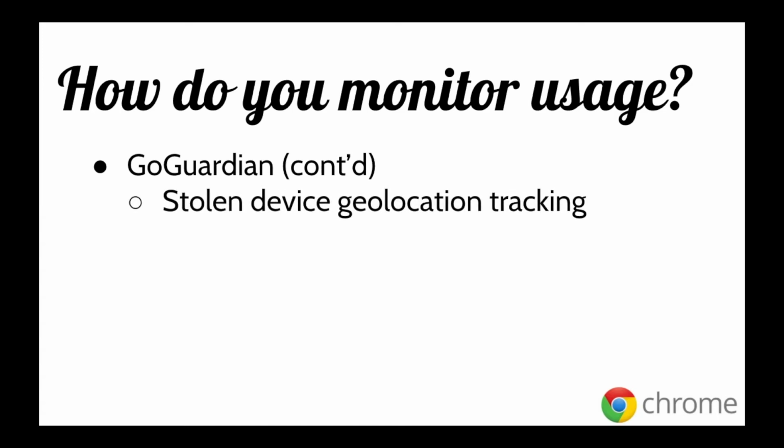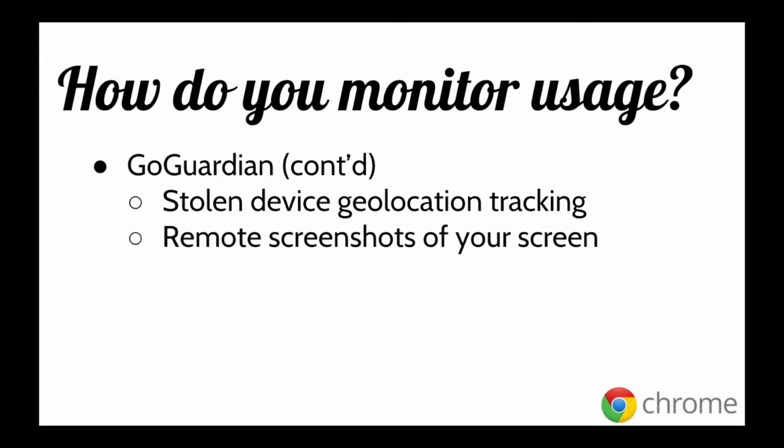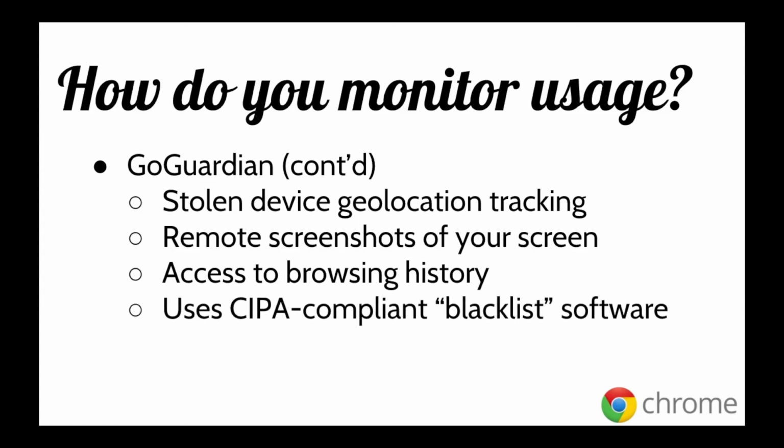GoGuardian does offer some geolocation tracking, so if a device goes missing, as long as it is powered on, we are able to track it down. We can take remote screenshots of the screen, but we cannot, again, access the camera. We cannot engage or turn the camera on or off. All we can do is take a snapshot of whatever is displayed on the screen of the Chromebook at any given point. We can look at browsing history. If anything is ever in question, we can pull that browsing history up and see where the Chromebook has visited.